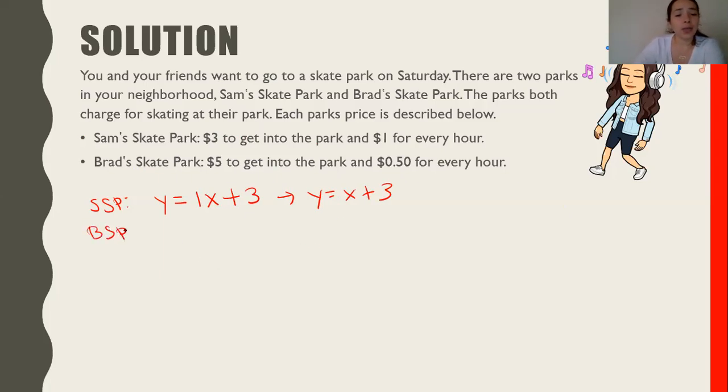Brad's skate park, on the other hand, again, what's the total going to be? We don't know, so that's called y. We know that they charge 50 cents per hour, so that's the value that keeps changing, so 0.50x, because we don't know how many hours, and they charge an initial fee of $5, so that's my equation. So notice now I have two equations, which would be my system of equations, and one way to solve them would be to go ahead and graph it if we had more time.